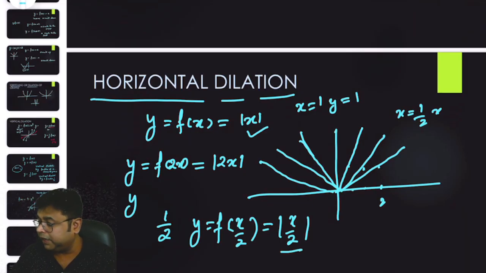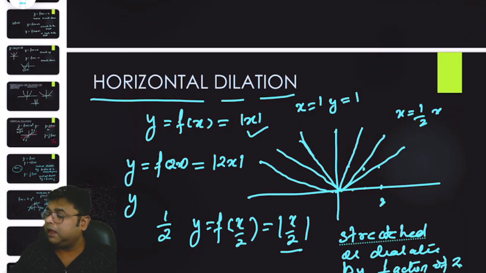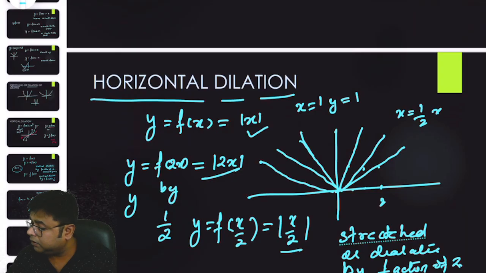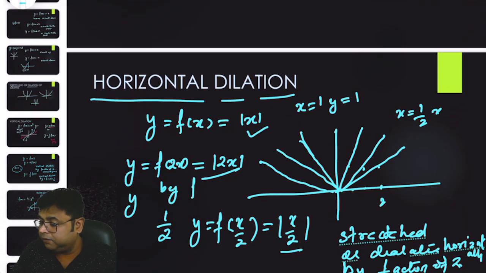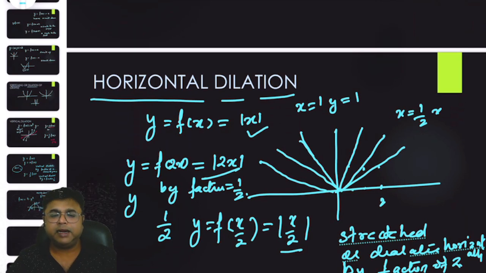For |x/2|, it has stretched or dilated by a factor of 2. And in the previous case, it has dilated horizontally by a factor of half. That means all x values become half for the same y values initially. That is what you have to understand.